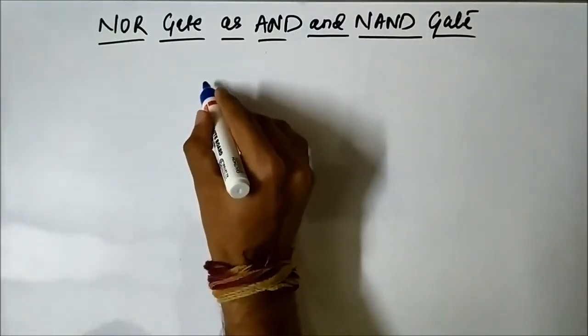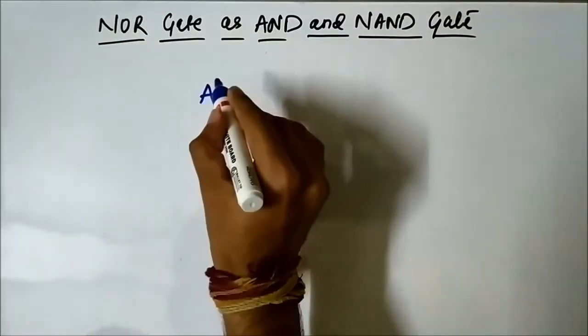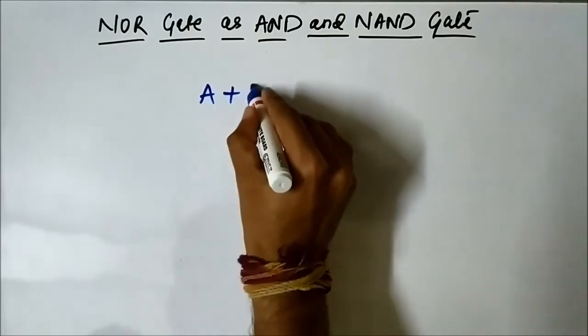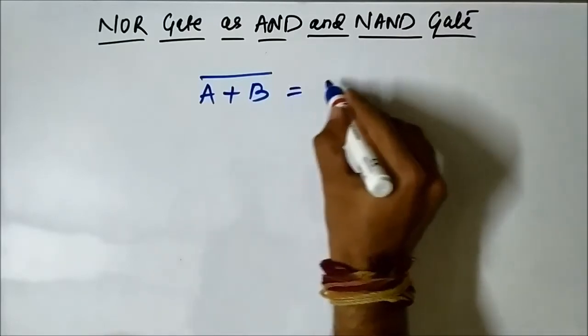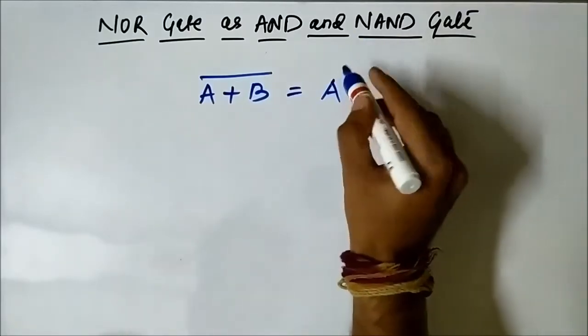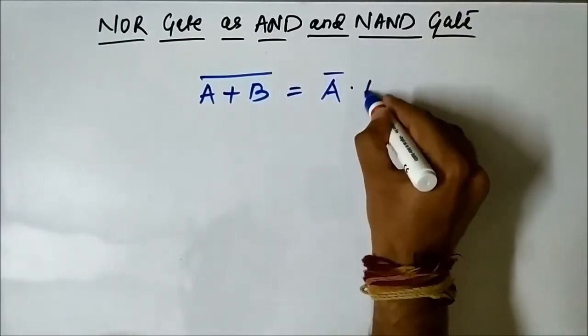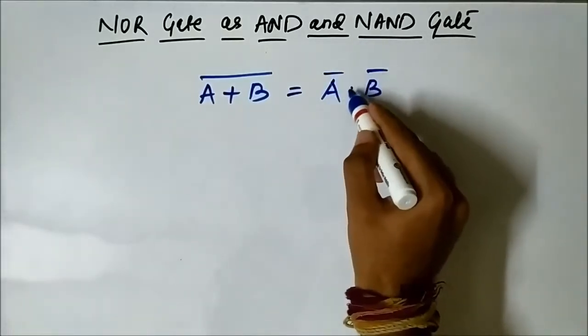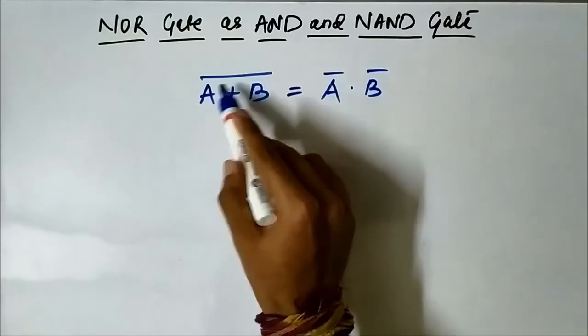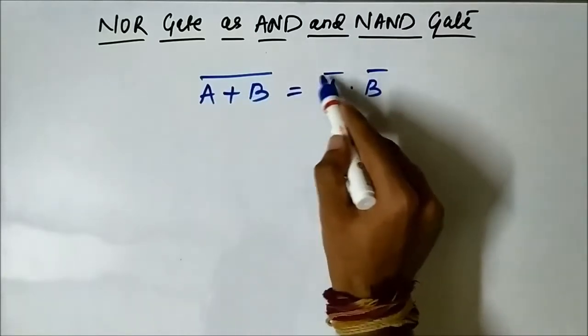First one is the basic rule of Boolean algebra, which says the complement of an OR expression gives us the individual signals complemented and then they are ANDed together. The complement of an OR gives us AND with the individual signals complemented.